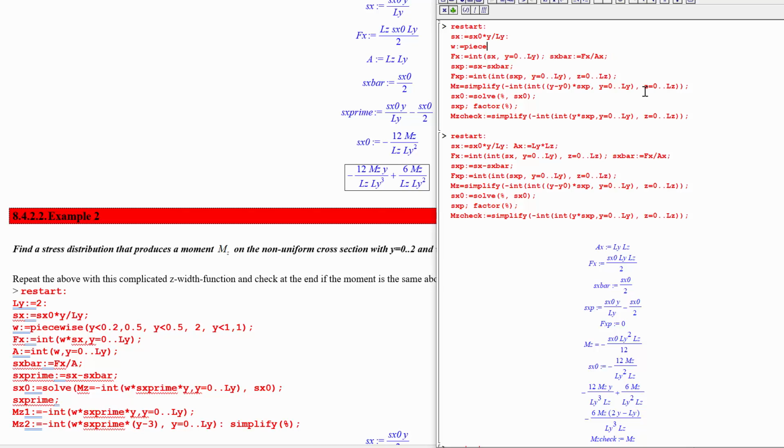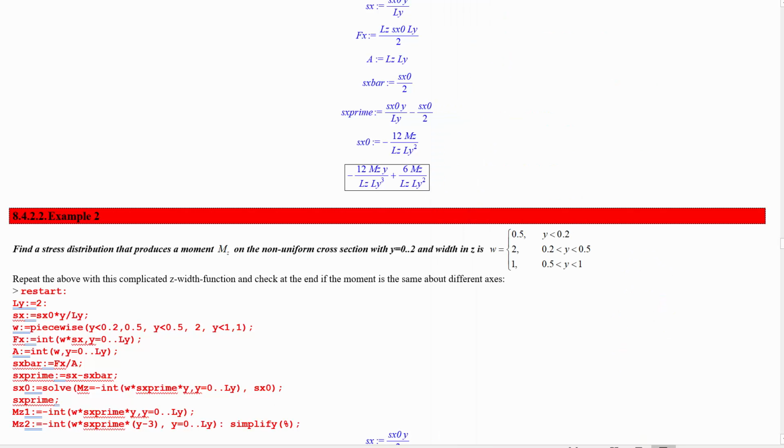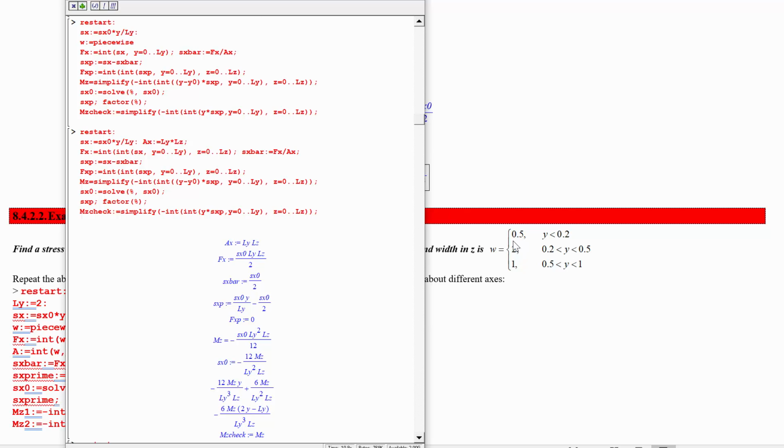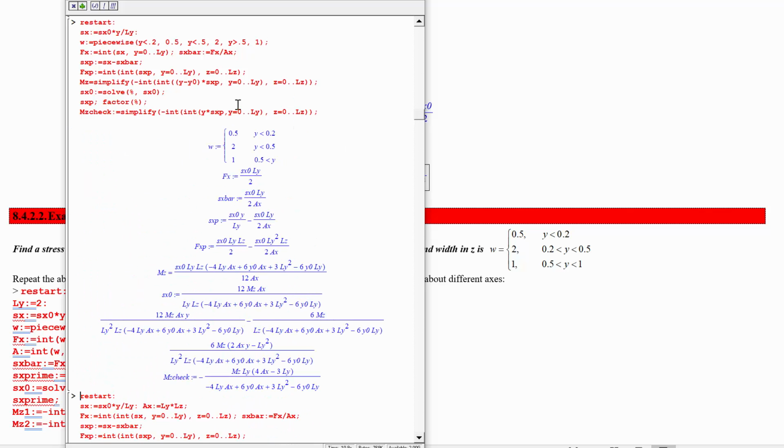So w is piecewise of, I know the Maple code is on the screen, but I'm trying to ignore that. W is equal to a piecewise function. If y is less than 0.2, then we've got 0.5. If y is less than 0.5, we don't have to say greater than 0.2 because if we're even checking this condition, we already know that it's not less than 0.2. W is equal to 2. And if y is less than 1, then w, let's just even say greater than 0.5, then w is equal to 1.